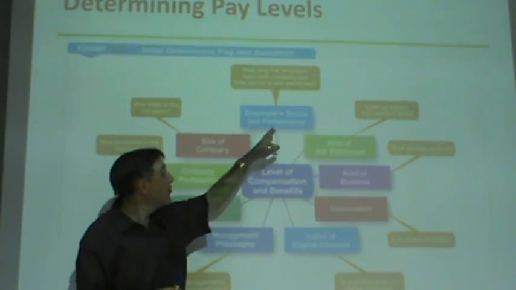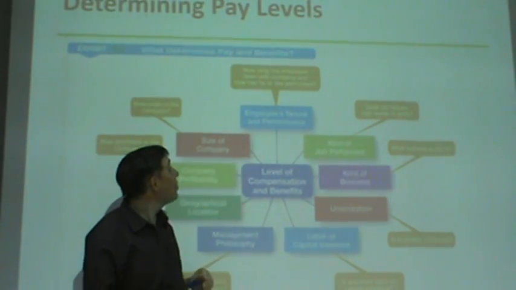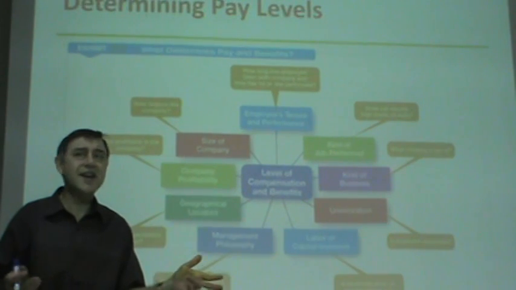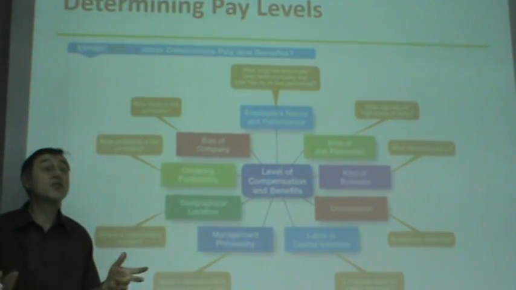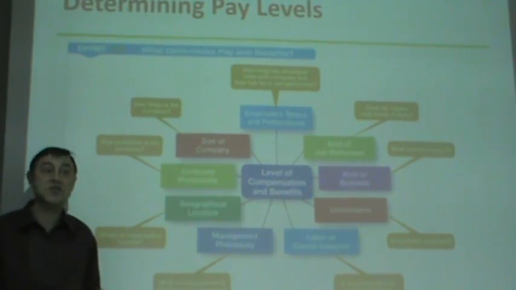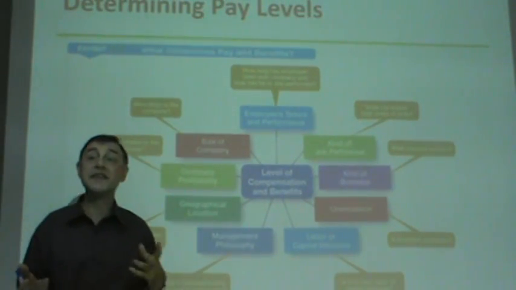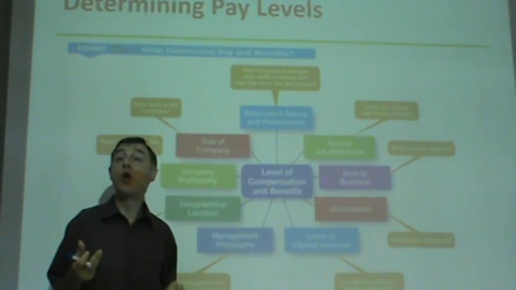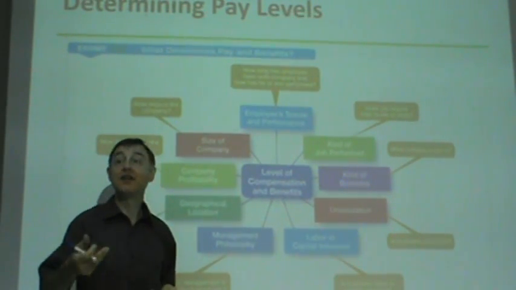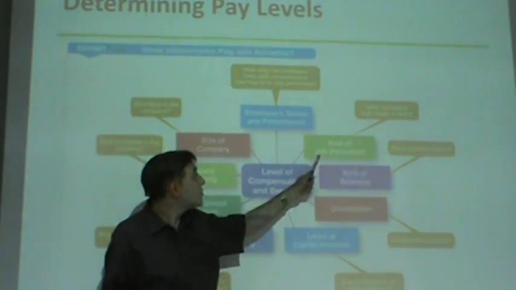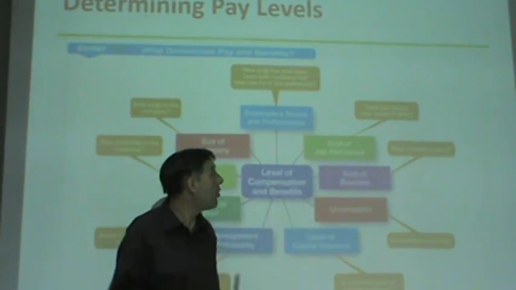And two more to finish. One is employment tenure. If you've been working for 6 months, you're not going to be getting a lot of money. But if you've been working for 10 years or 15 years, if you've got the experience, the knowledge, the skills, you're likely going to be getting a whole lot more than the regular or the average employee. And the last one is the kind of job performed.